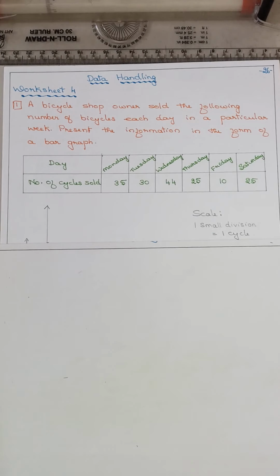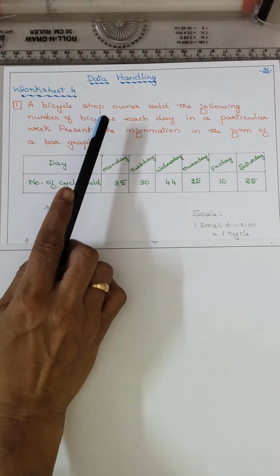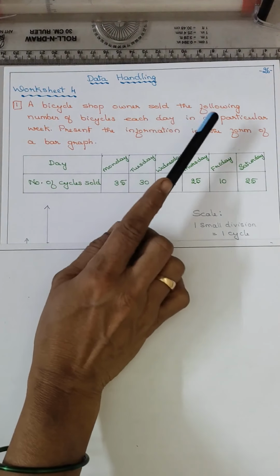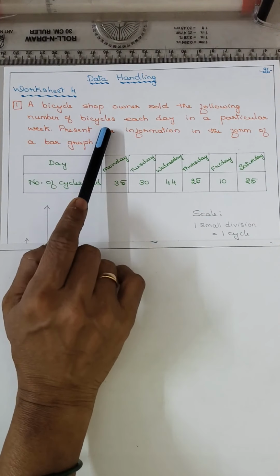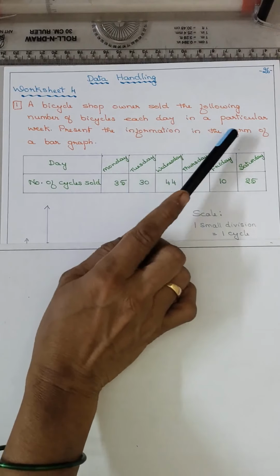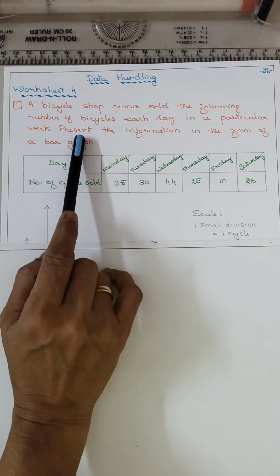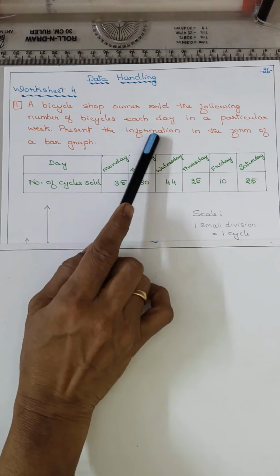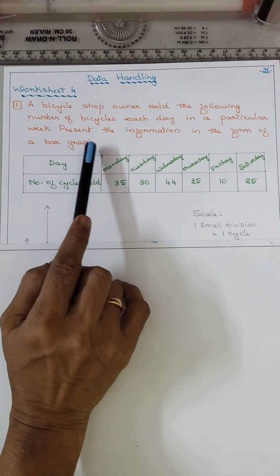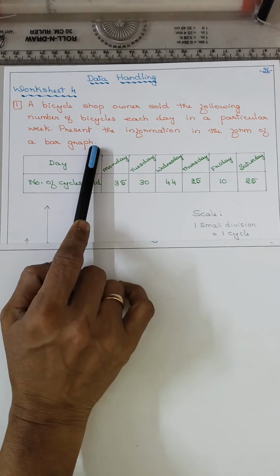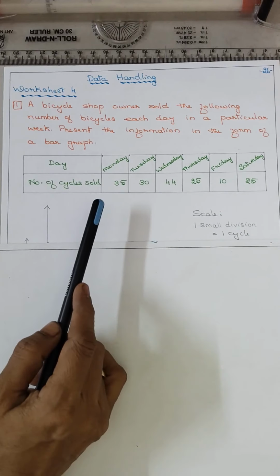Now coming to the worksheet 4, that is about the graphs. So first question, a bicycle shop owner sold the following number of bicycles each day in a particular week. Present the information in the form of a bar graph. So you have to draw the bar graph.